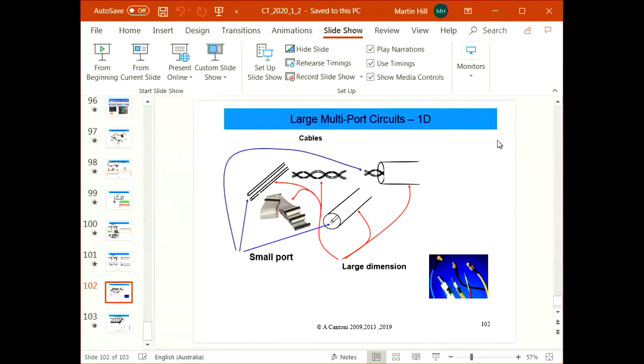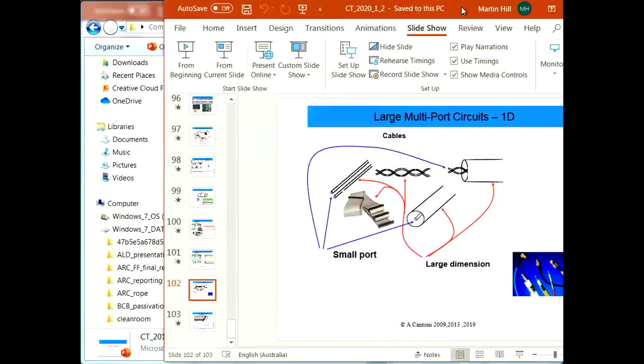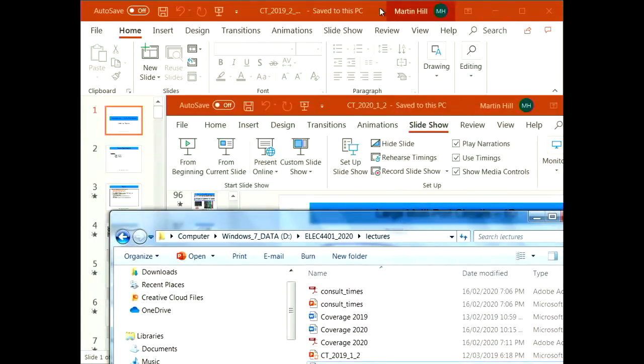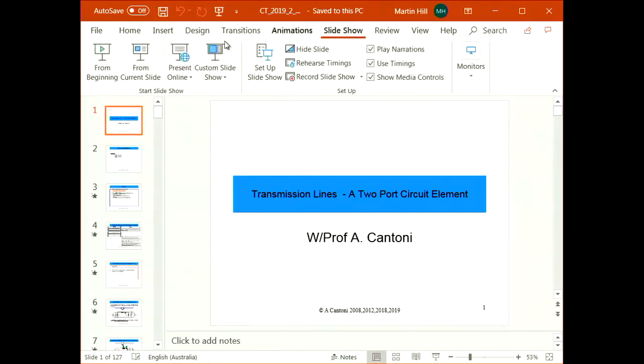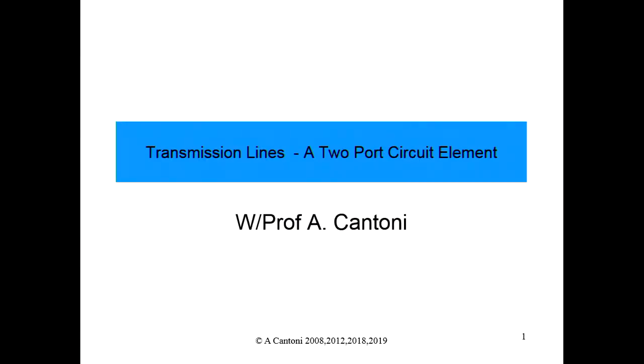So now we'll start on the next part, which is transmission lines. That last one was a bit of revision, just to be clear about modelling and the use of circuit theory, how we can apply it, and what the limitations are to be aware of.